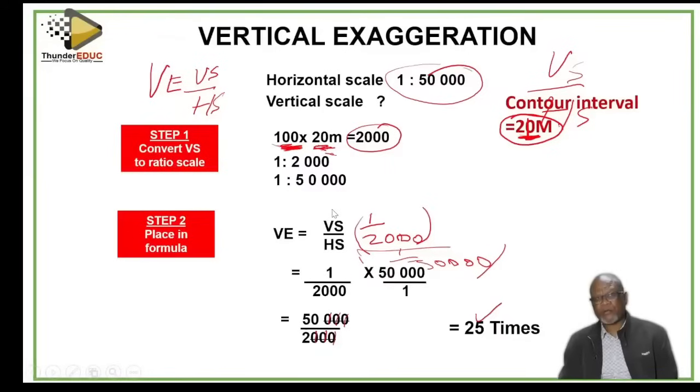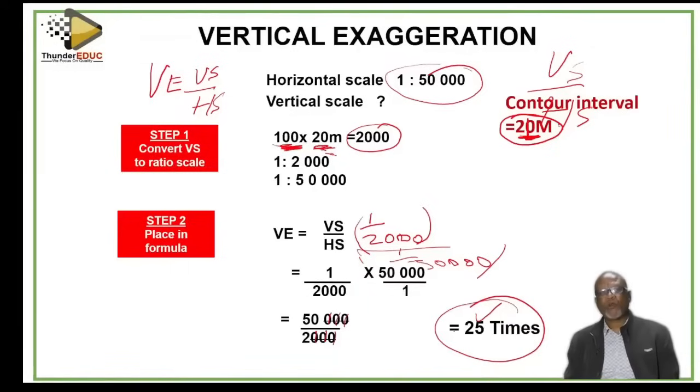So on the topographical map, our vertical scale is exaggerated. The features on the topographical map will be exaggerated 25 times for them to be clearer. So our vertical exaggeration on the topographical map is 25 times. Why do we do vertical exaggeration? To make the features clearer. So we exaggerate it 25 times to make it clearer. Let's continue with our map work.